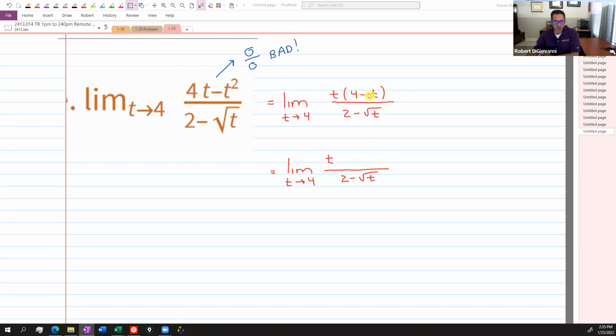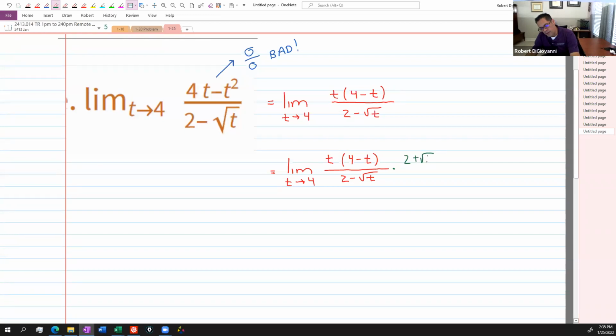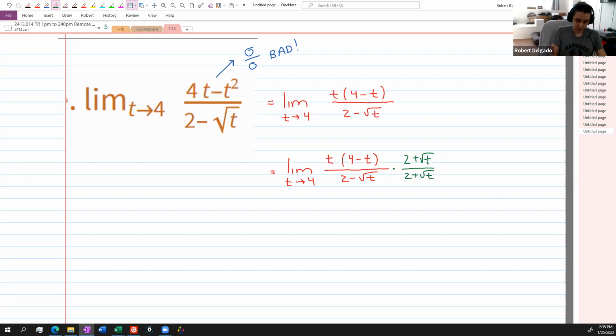Did you leave this as 4 minus t and then do something, or did you do something with the 4 minus t? I left that as 4 minus t, and then I did the conjugate. You did 2 plus root t, and then 2 plus root t, like that? Correct. Okay. Did it work? That left me with... That should work. That should work.